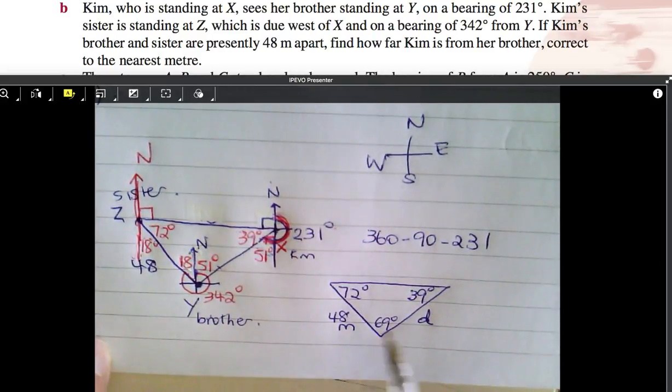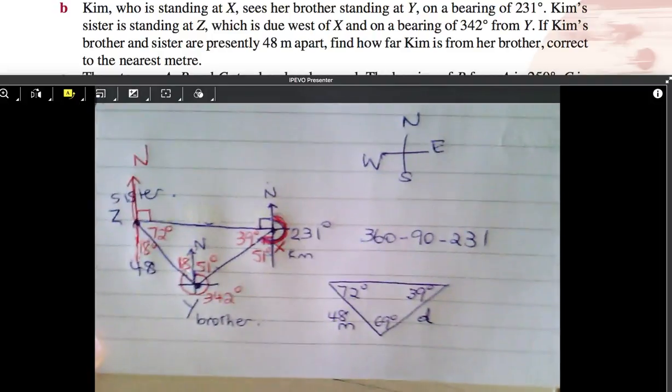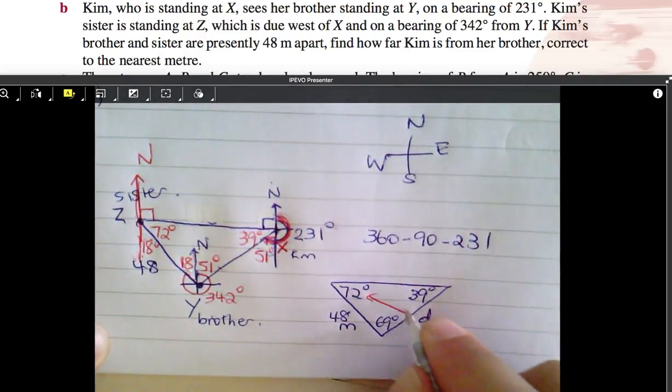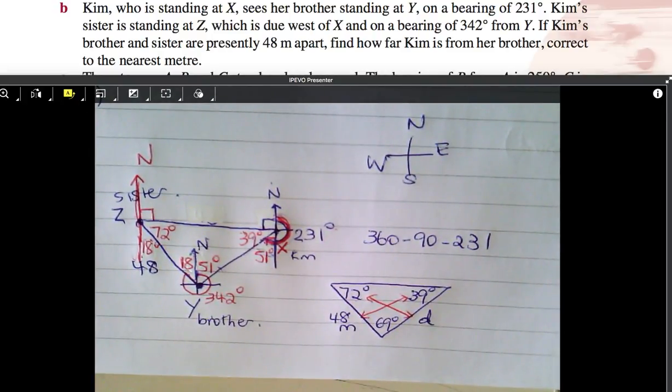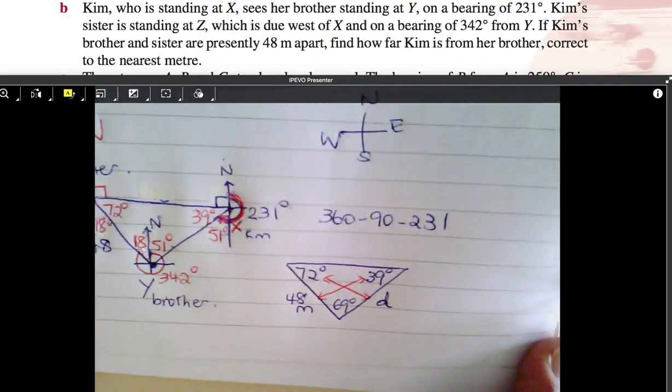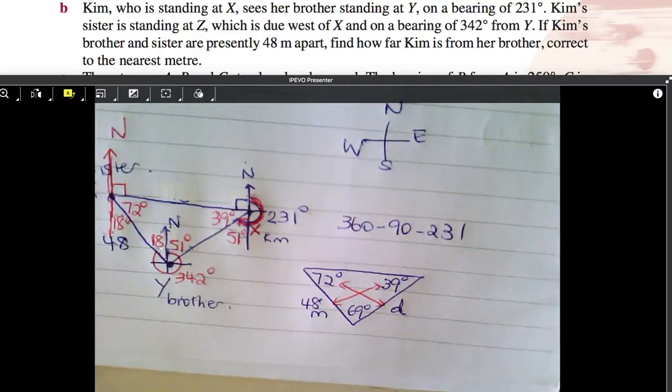Now, in actual fact, girls, we needed that angle because you're going to use which rule? Yeah, we're going to use the sine rule. So even if you did work this out, you'd have to work that one out anyway. So the opposites, please, and then you would work out how far Kim is from her brother. Okay? And which version of the formula are you going to use? Yeah, I know sine rule, but what? A on sine A equals B on sine B, or sine A on A equals sine B on B.